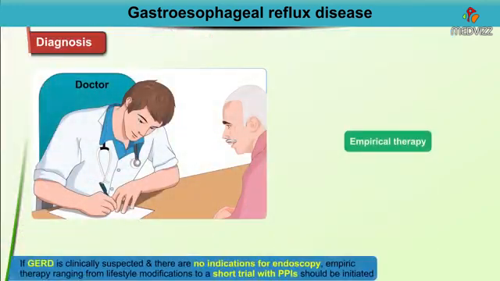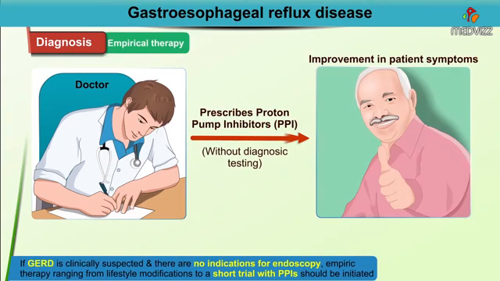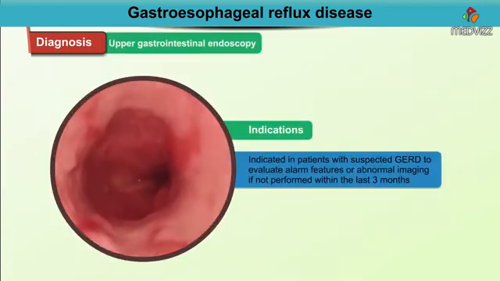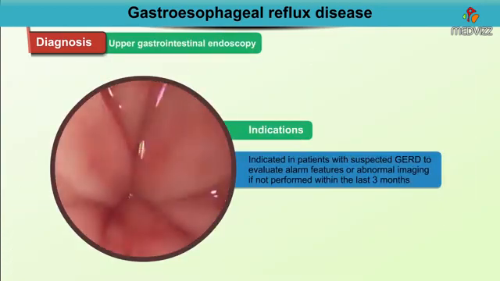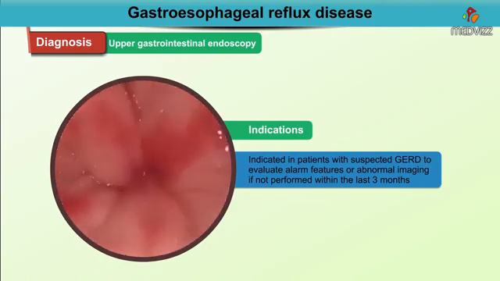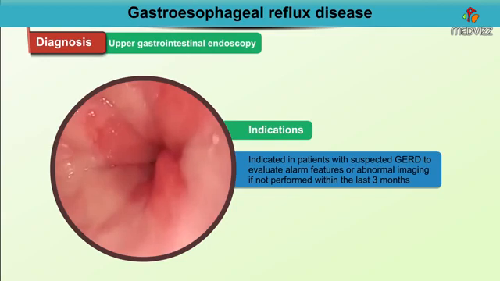If GERD is clinically suspected and there is no indication for endoscopy, empiric therapy ranging from lifestyle modifications to a short trial with PPI should be initiated. The GERD diagnosis is assumed in patients who respond to this therapeutic regimen. On the other hand, upper endoscopy is indicated in patients with suspected GERD to evaluate alarm features or abnormal imaging if not performed within the last 3 months.